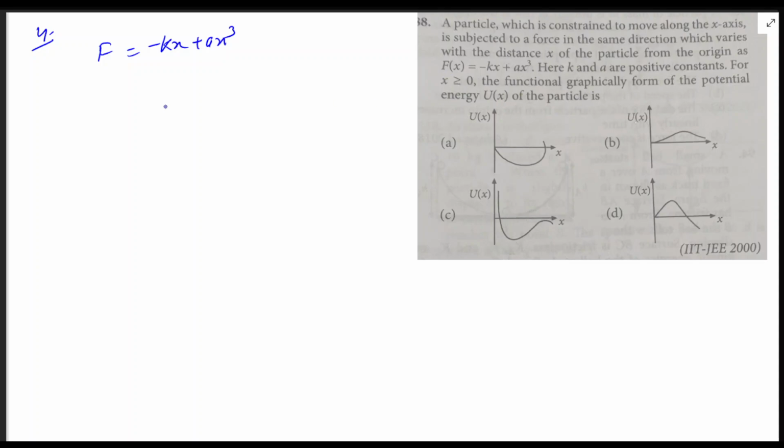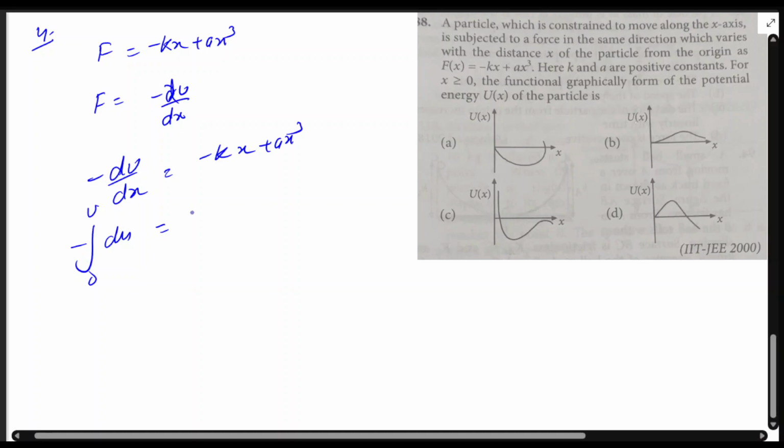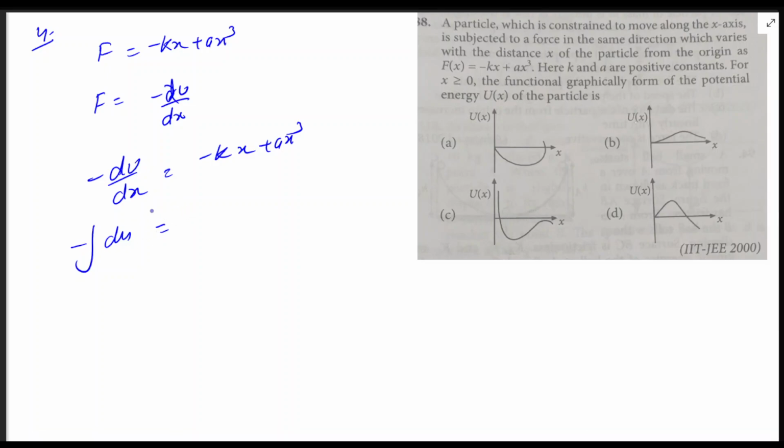Okay, so we have to find u. We know F equals minus del u by del x, right? So we can write it here as minus du by dx equals minus kx plus ax cube. So we will get du, integration minus, from 0 to u, we can put it. We do not even have to put limits, we'll just do indefinite integration here. It's minus kx plus ax cube, this is dx, and we have integration.